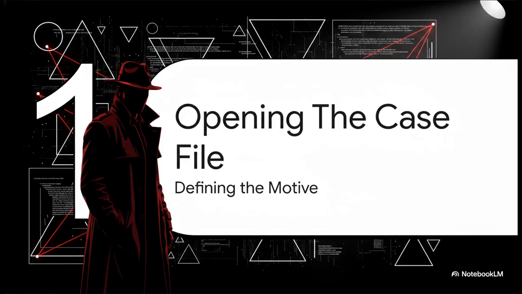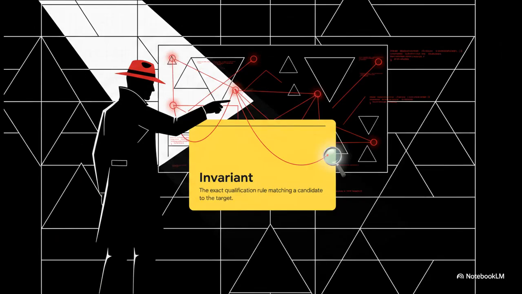All right, let's kick things off with phase 1, opening the case file and defining the motive. So let's look at the exact parameters headquarters handed us. In our line of work, the motive is called the invariant. You can think of the invariant as this absolute, totally non-negotiable rule that determines if the suspect we're looking at is actually the culprit we want. In programming terms, it looks like this: candidate strictly equals target.